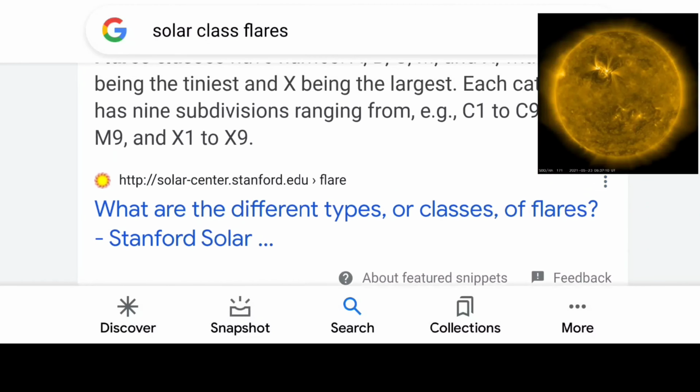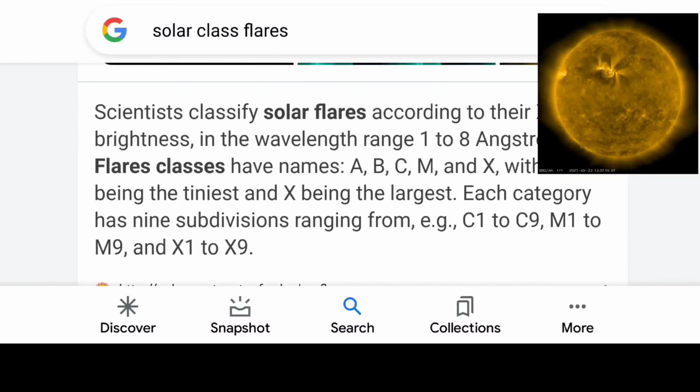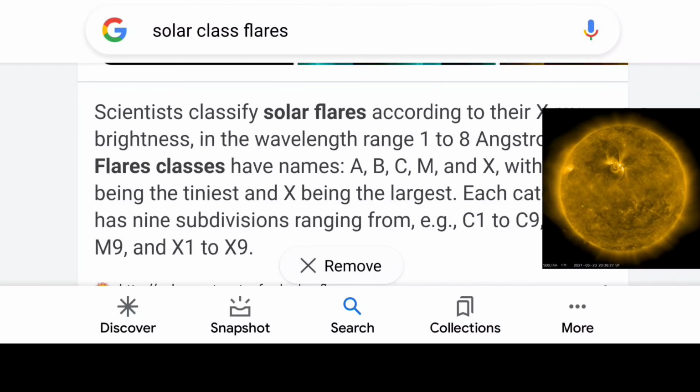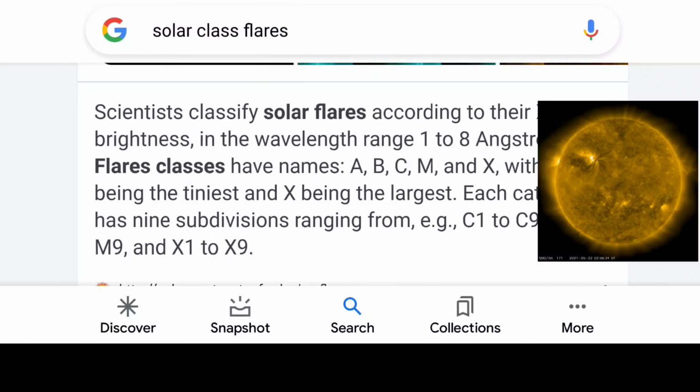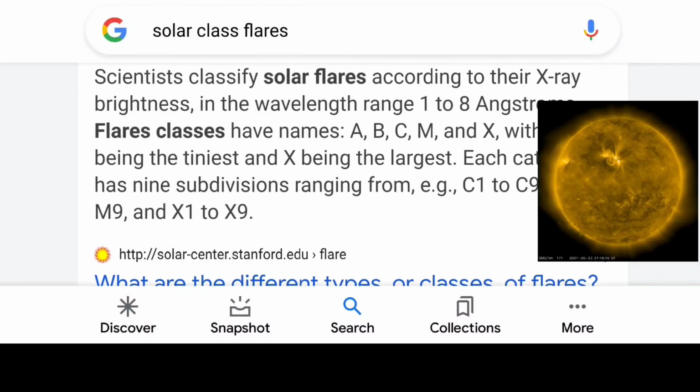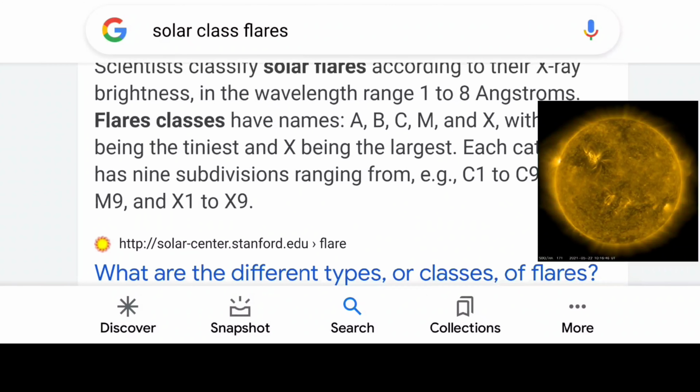Now, the angstroms, what you see over here on the right, this is SDO. This is the Solar Dynamics Observatory. And they will show you different images of different angstroms, of the different wavelengths. So this image you're seeing on the right is just one wavelength.